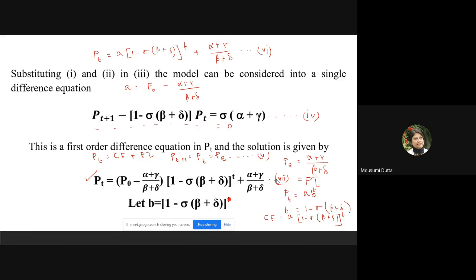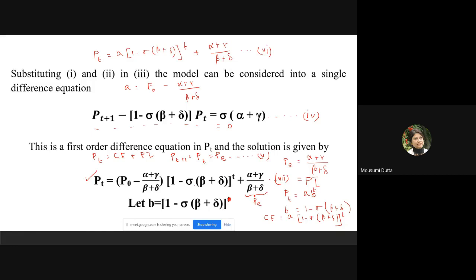Once you understand how to derive the time path of price, in the next step, we need to understand how we will analyze the stability condition of this time path, and how we will understand whether the time path will be oscillatory or monotonic. Now look at the last equation, that is equation number 7. If you look at this equation, this part is nothing but PE.